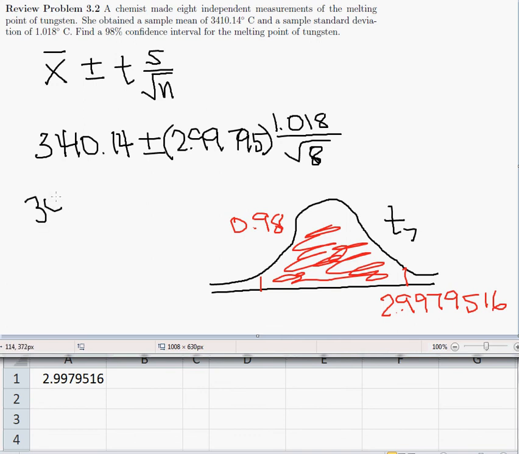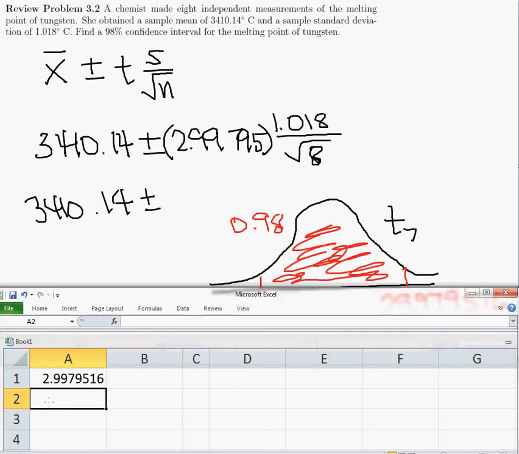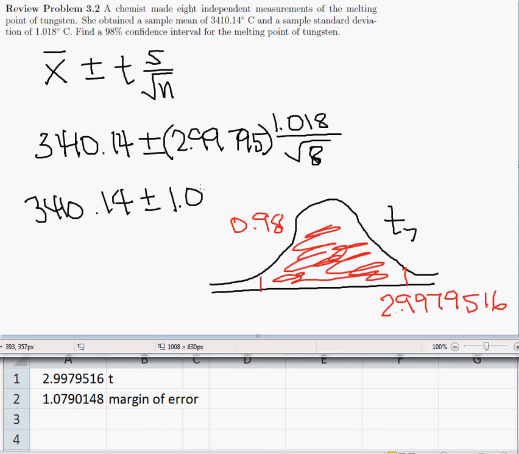So multiplying, we get 3,410.14 plus or minus. Then let's figure out the margin of error. So that's the t value. So the margin of error will be equal to that number times 1.018 divided by the square root of 8 for 1.079. Rounding to 2 decimal places, 1.08. The units, of course, are in Celsius. So there is the 98% confidence interval for the melting point of the tungsten.